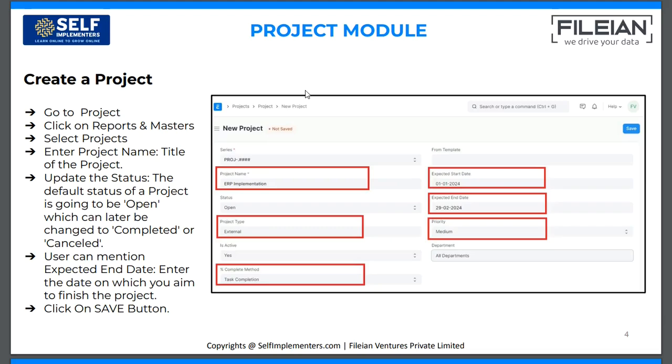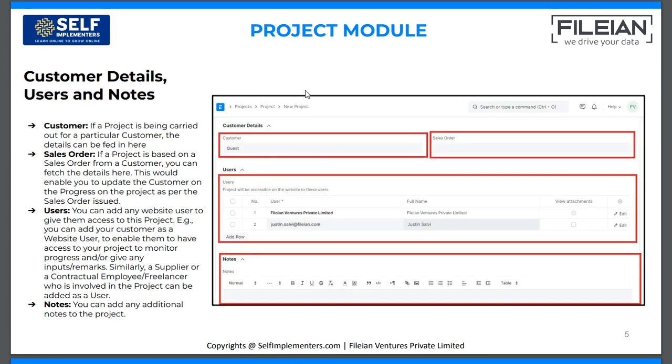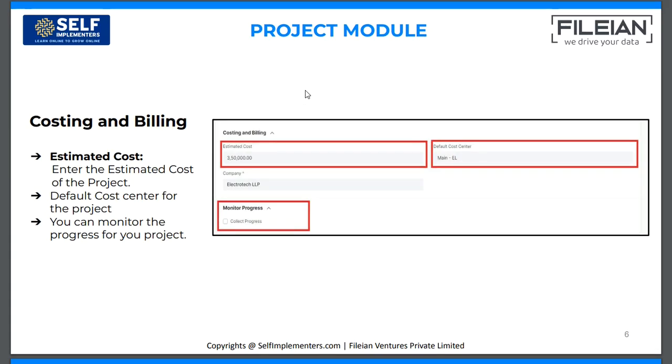In this video tutorial, we will see how we can create a project, how we can implement the completion method, how we can assign the start date and end date, and how we can allocate this project to a particular department. Also, we will add the customer details. If the customer provided a sales order, then we will link the sales order to this particular project.